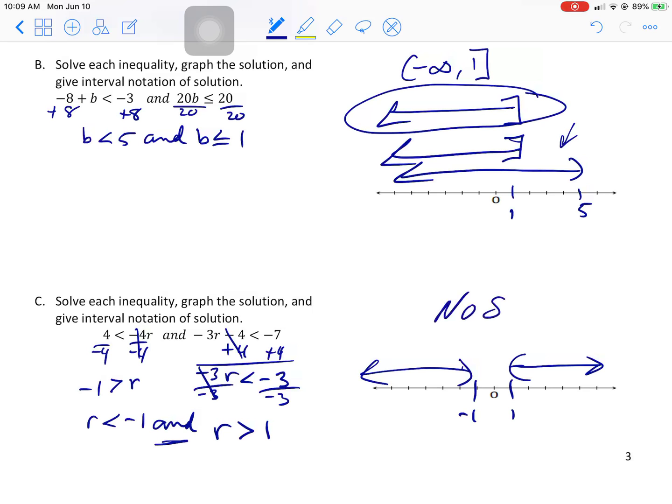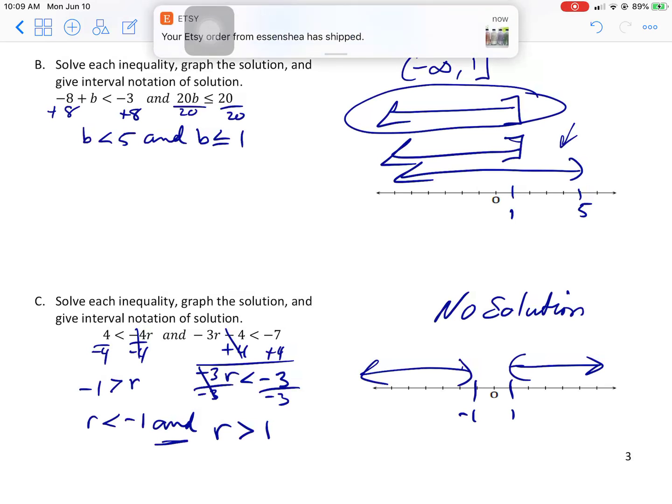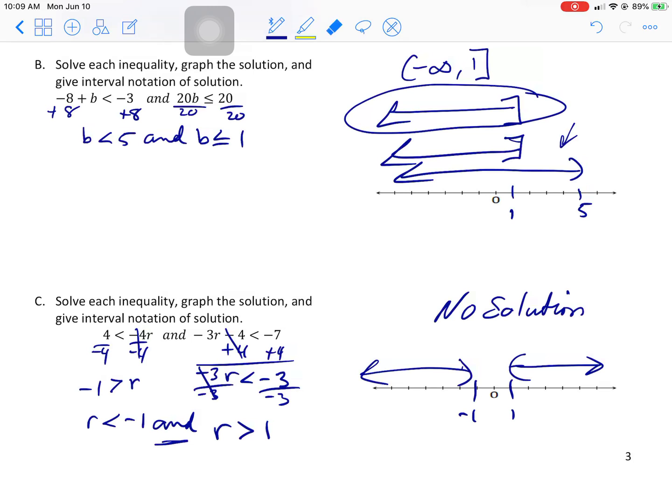And just feel free to write no solution. Least I can do is spell it properly. Okay, so basically there is no graph. That's what your answer looks like for that.